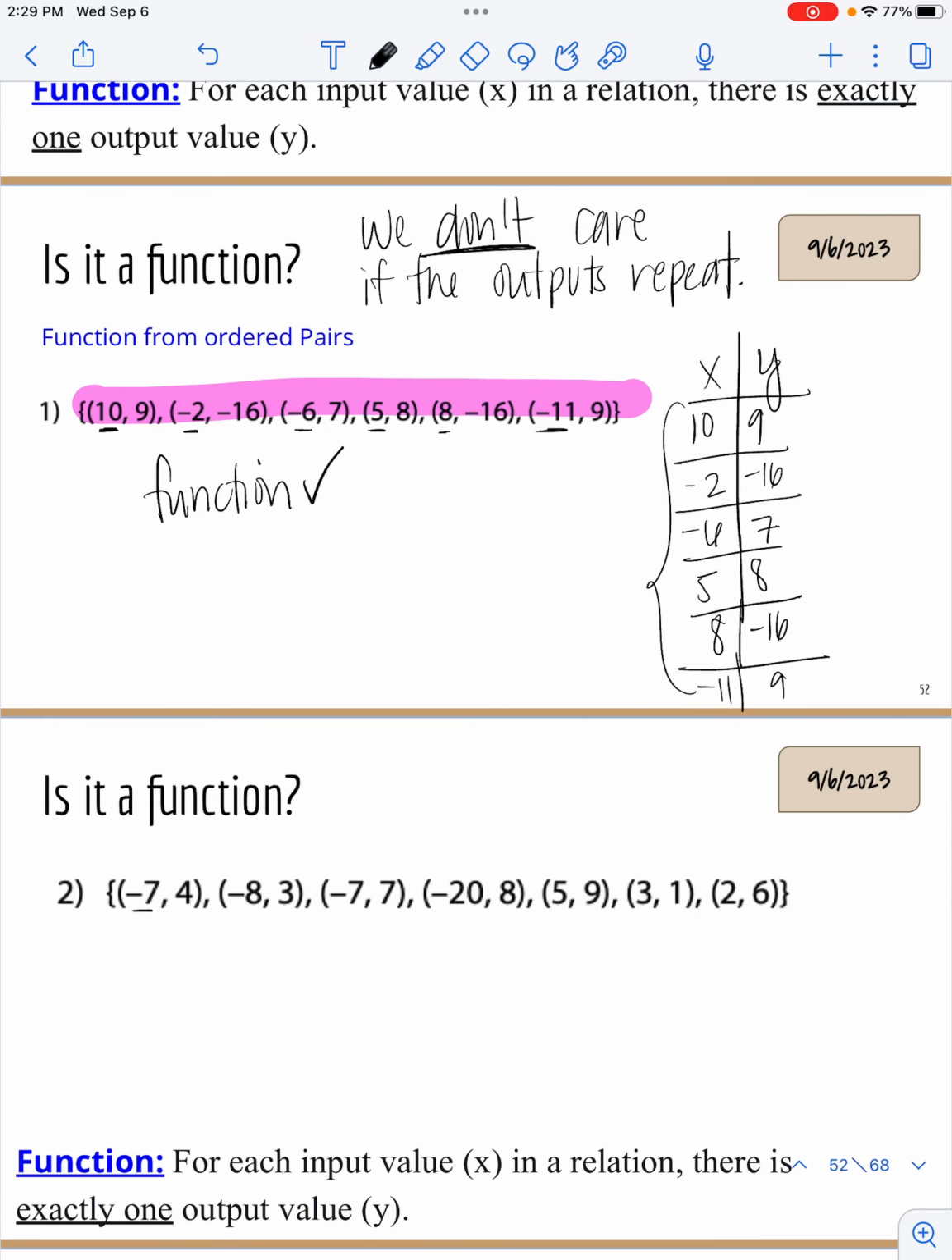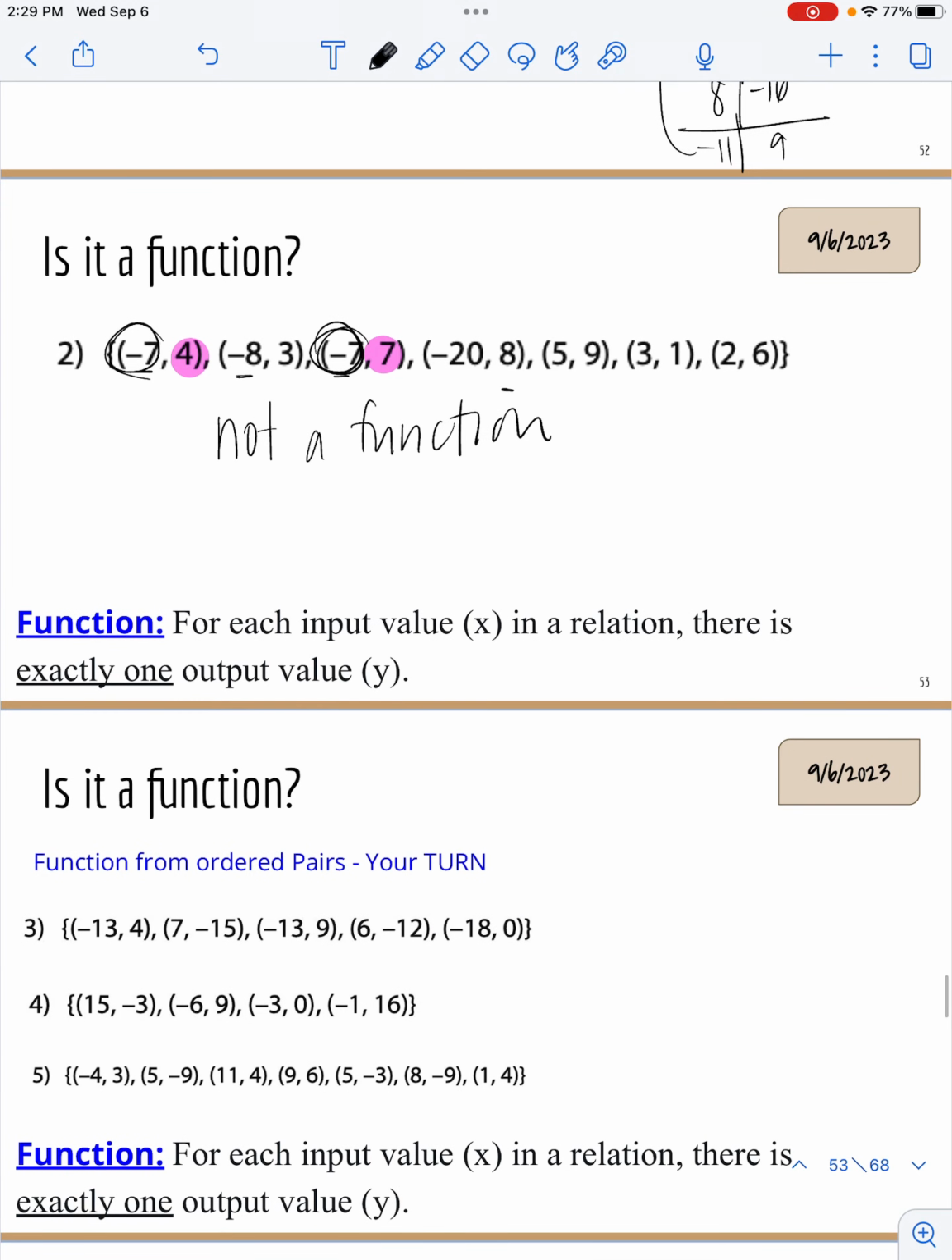We have -7, -8, -7. Oh, I see something that repeats here. And the outputs are not the same. So because the outputs are not the same, this is not a function. I don't even have to check the rest. Just because one thing doesn't work, that means it's not a function. Okay?